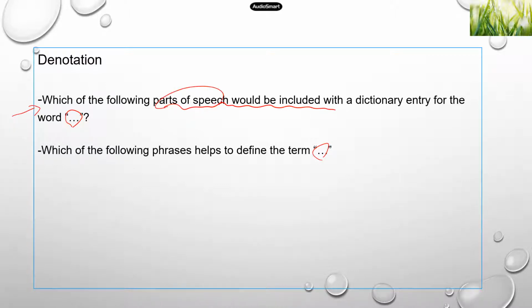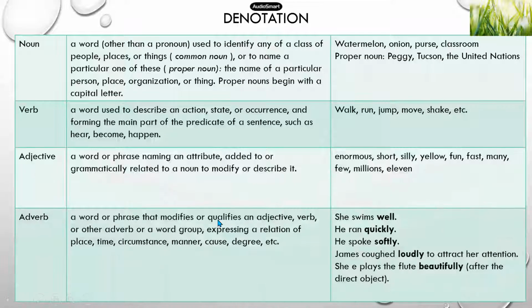So what are parts of speech? These are the common parts of speech which indicate how a word functions within a sentence. We may have a noun. A noun could be a common noun, which is used to identify any of a class of people or locations or things. Or we may have pronouns. So pronouns are the names of a particular person, place, or organization.